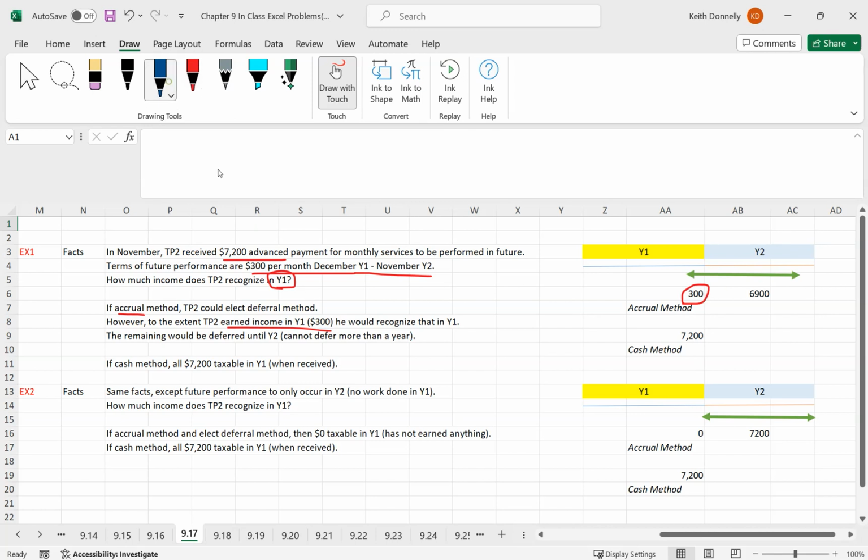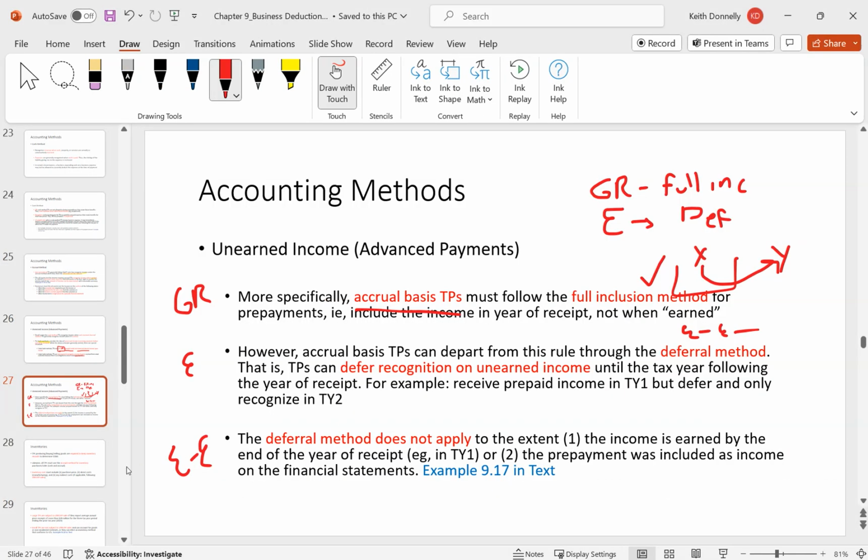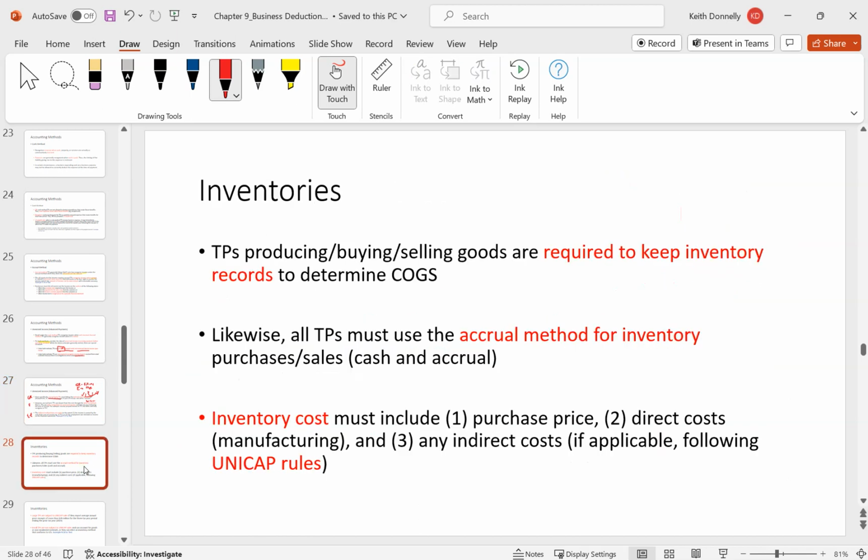If we were cash method, whenever we get all the cash, it's all the income. This one's just showing you an alternate version of it. Say we don't do any of the work in year one. They just give us the $7,200 and we're going to do all the work next year. Well, if we use the deferral method, we can defer it into next year. We didn't earn any in the current year. So that's what this is saying with unearned income for accrual method taxpayers.